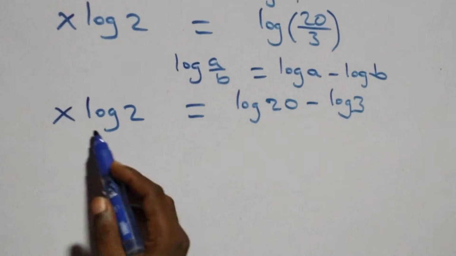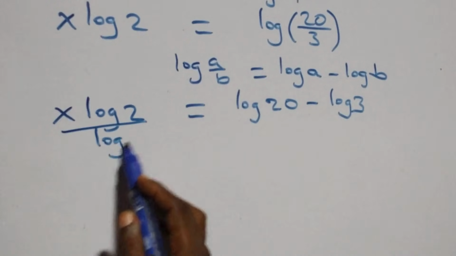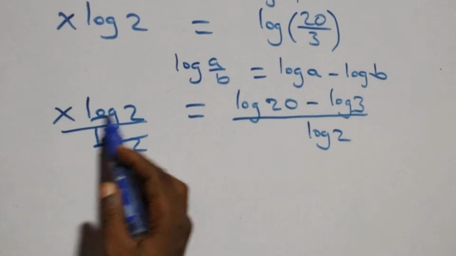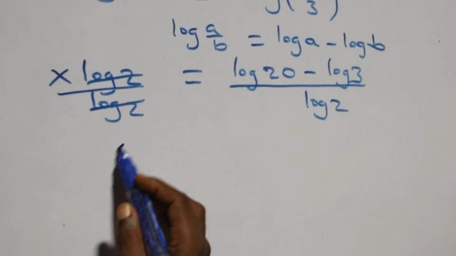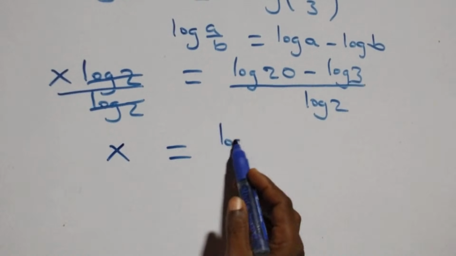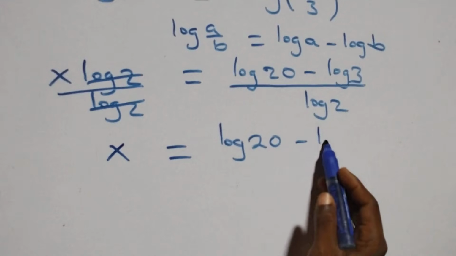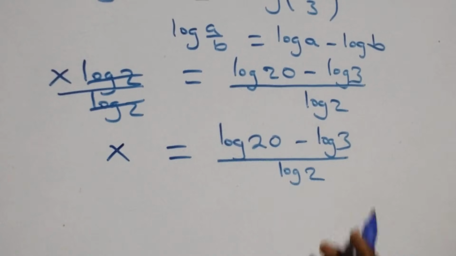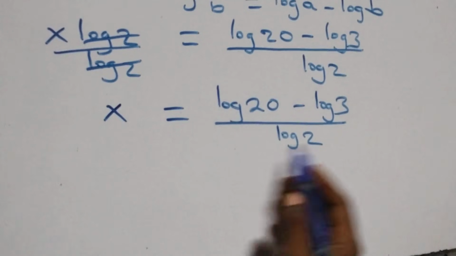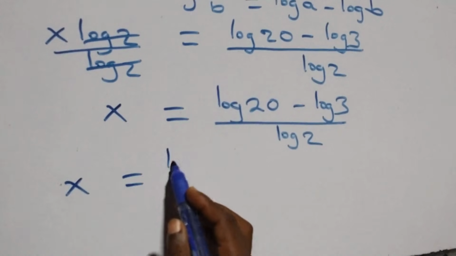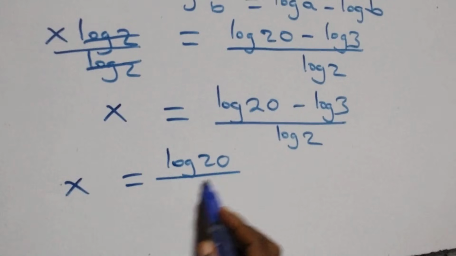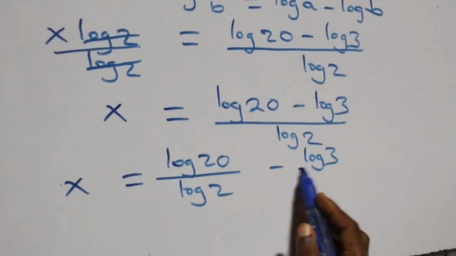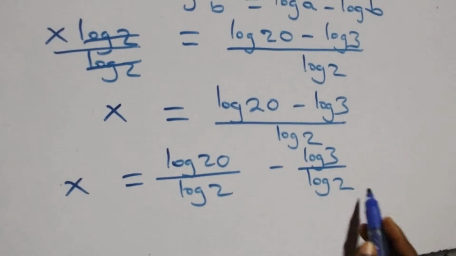From here, divide both sides by log 2. Divide this side by log 2, also divide this side by log 2. Here, log 2 cancels each other. We have x equals log 20 minus log 3 over log 2. Next step, separate this into two fractions. We have x equals log 20 over log 2 minus log 3 over log 2.